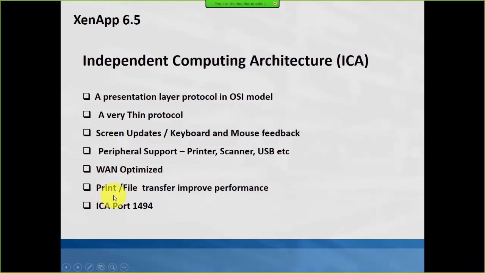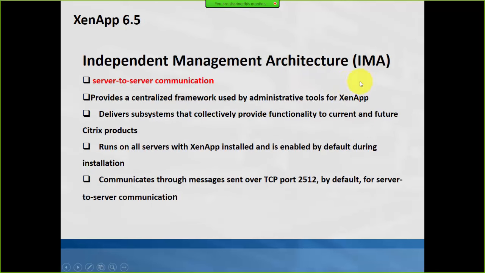So it is WAN optimized, for print, file transfer, improved performance. So the ICA port is used. This is for the firewall administrators, that they should open port 4094. ICA is the main protocol that gets the best performance over very bad networks. The users still see that it's acceptable, the application is performing acceptably. And IMA is a protocol that is responsible for server-to-server communication.